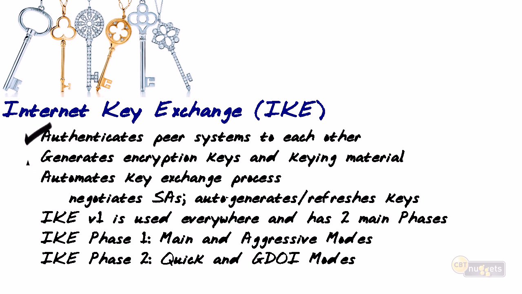It also allows us to generate encryption keys and keying material, and we can use that keying material to generate new session keys or new security association keys going forward. It also allows us to automate the key exchange process. We can automatically negotiate security association parameters. We can auto-generate or refresh keys automatically. Or if we want to, we can do it manually. IKE allows us to do that.